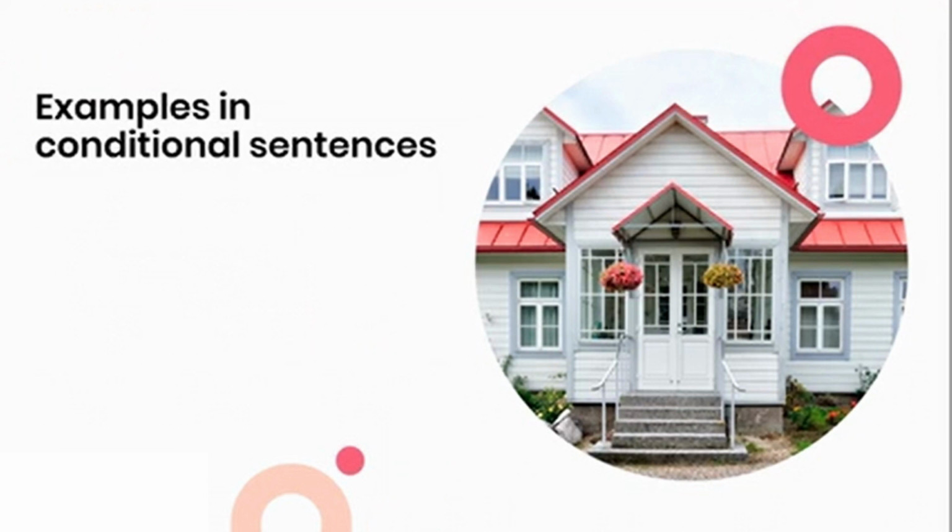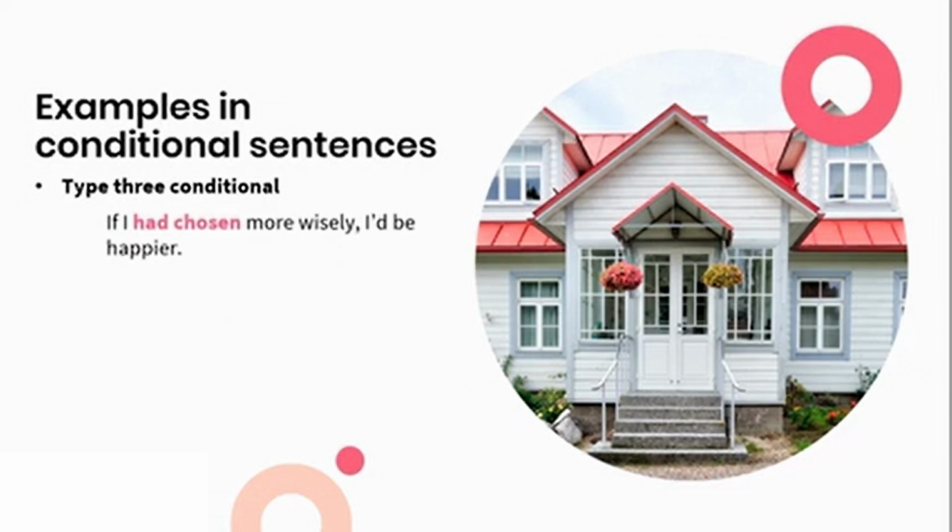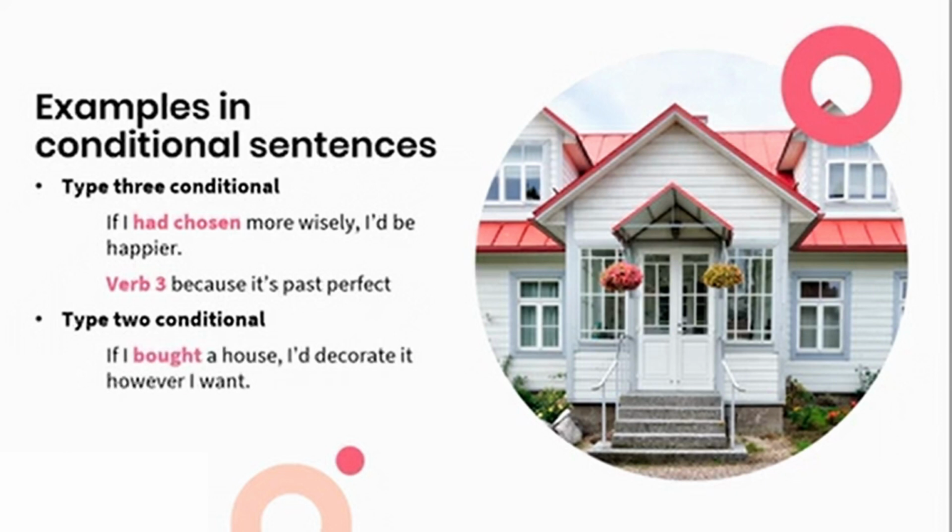Now let's look at some examples to see how this manifests in conditional sentences. In the type 3 conditional, an example sentence with an irregular verb would be, if I had chosen more wisely, I'd be happier. This is in verb 3 form because the verb is in past perfect tense. In the type 2 conditional, an example sentence with an irregular verb would be, if I bought a house, I'd decorate it however I want. This is in verb 2 form because it's in past simple tense.